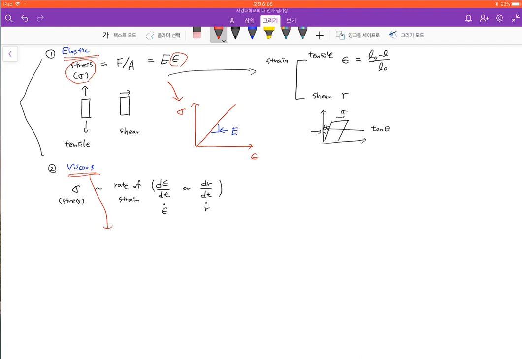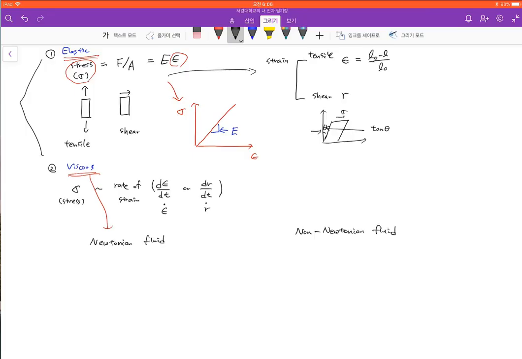How about viscous behavior? Fluid. There are two different kinds of fluid. The first one is called Newtonian fluid, such as water, and the other is non-Newtonian fluid.